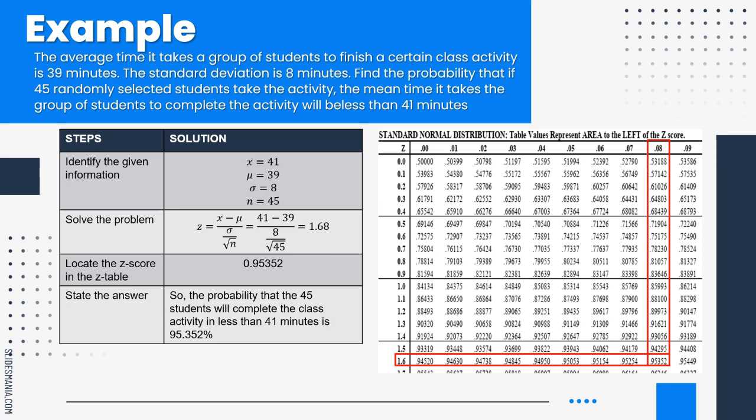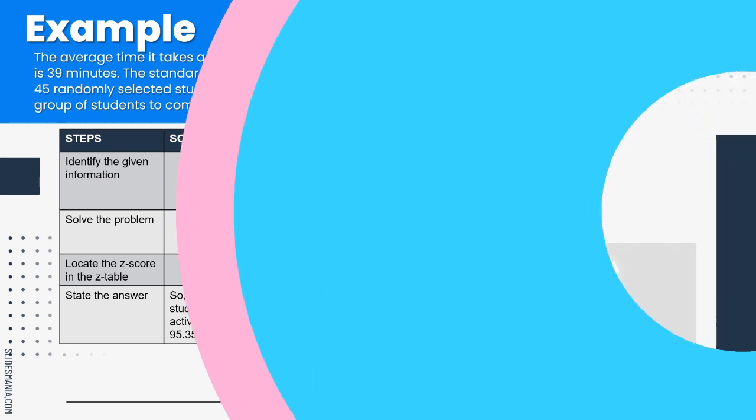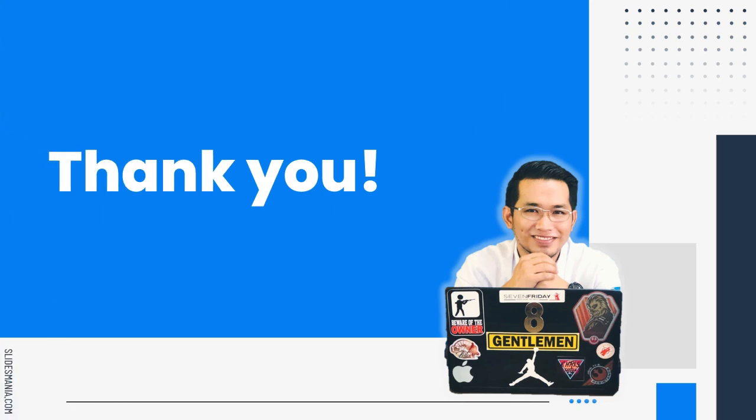So the probability that the 45 students will complete the class activity in less than 41 minutes is 95.352%. That's all for the video lesson for this week.